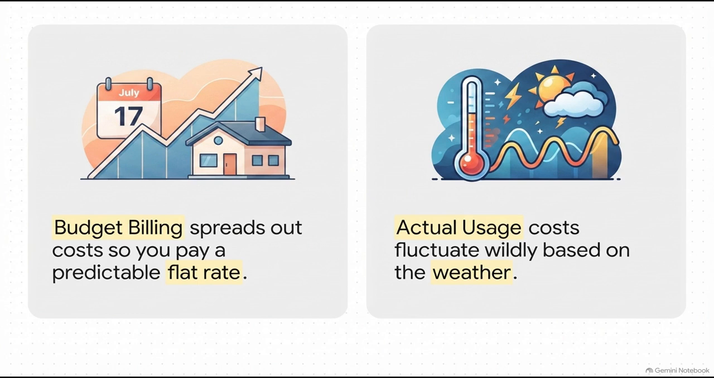Well, here's how it works. Budget billing basically spreads out your high seasonal costs, so you just pay a predictable, flat rate every month. But your actual energy usage still fluctuates wildly based on the weather, which, by the way, is the absolute biggest driver of energy costs. The app tracks both numbers, which honestly can be visually confusing at first glance. But just remember, the budget amount is designed to protect you from those sudden, weather-driven price spikes.